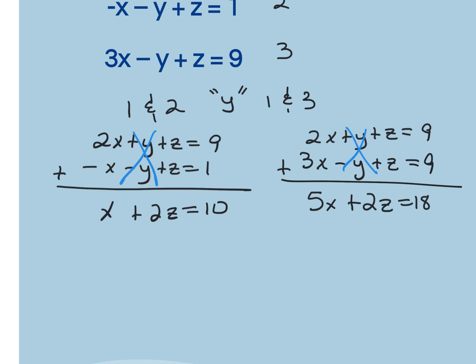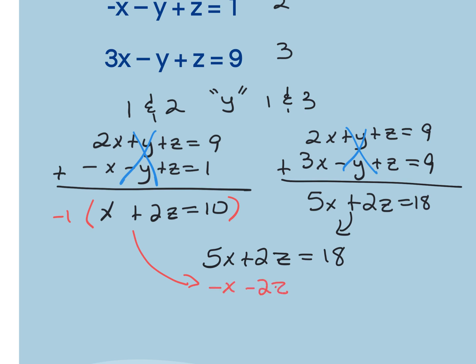I'm going to eliminate z because I can get away with multiplying one of my equations just by a -1. You could eliminate x and multiply that left side by a -5. So I'm going to multiply this one by -1. I'll write the right one down first, and now I'm going to put this one underneath: -x minus 2z equals -10.